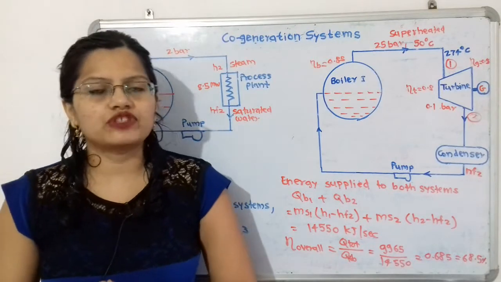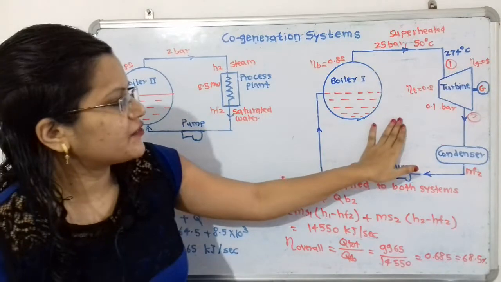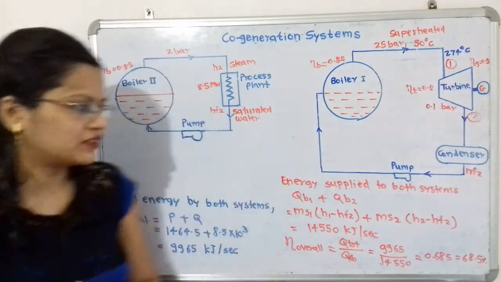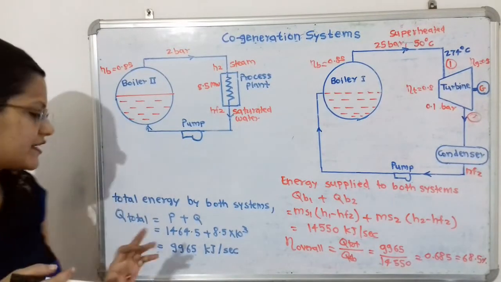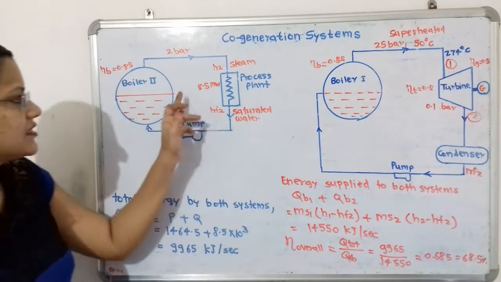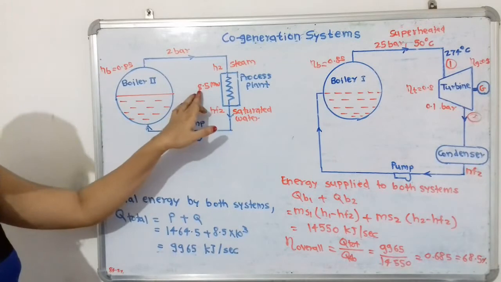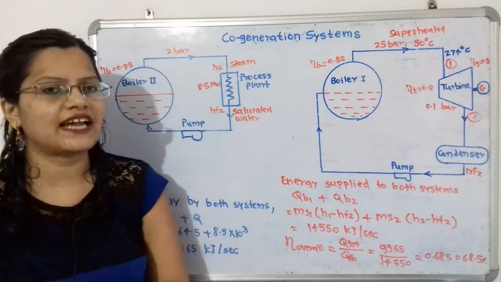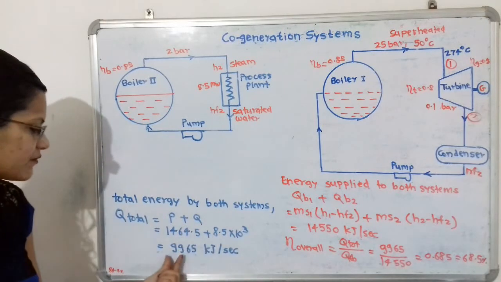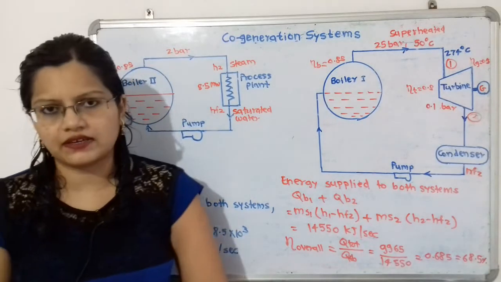Now we will find out the total energy output from both the systems. So from this system first, here is the power output in the form of electrical energy. So this power output that we have already calculated, it is 1464.5. And in the second system, here is the energy in the form of heat and it is provided 8.5 megawatt. So we will take the standard unit 8.5 into 10 raised to 3. So if we add this, then we will get the total energy 9965 kilojoule per second.